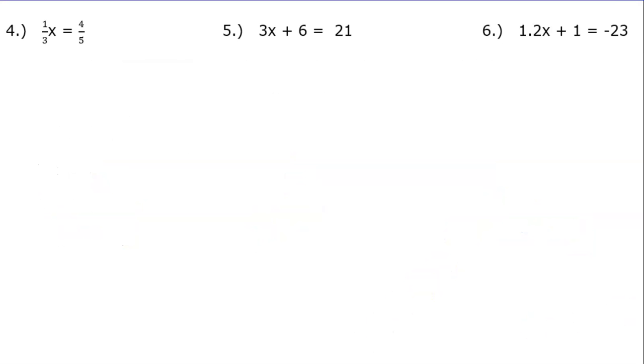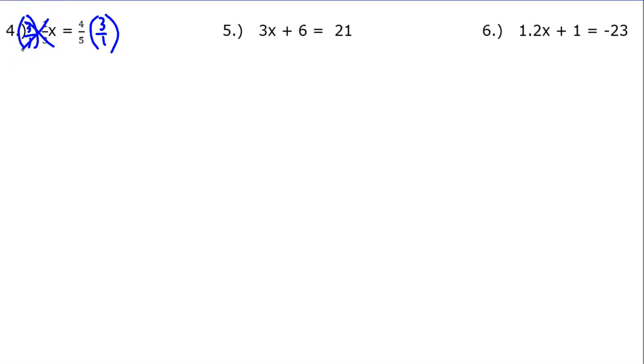Alright, the next 3 look a little bit more challenging, but again, this 1/3 is multiplying the x. Now technically, we're dividing by the fraction 1/3, but we don't divide fractions, we multiply by the reciprocal. So we multiply both sides by the flip of that fraction.